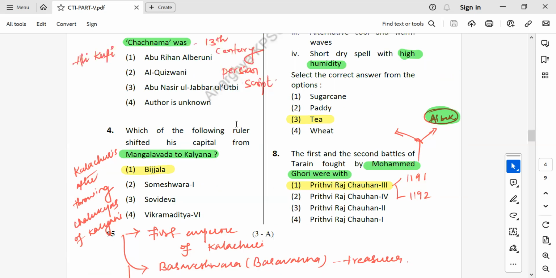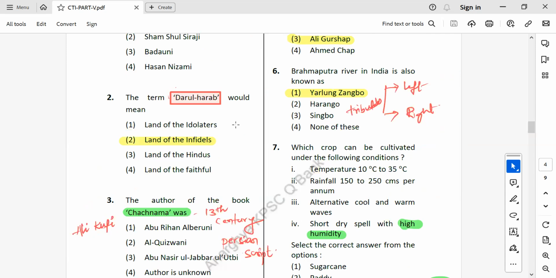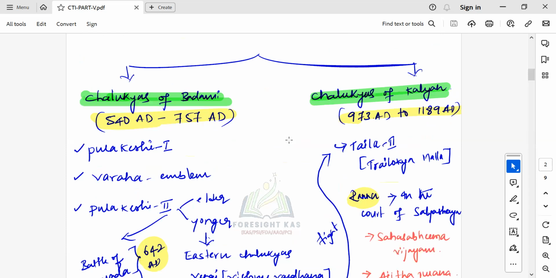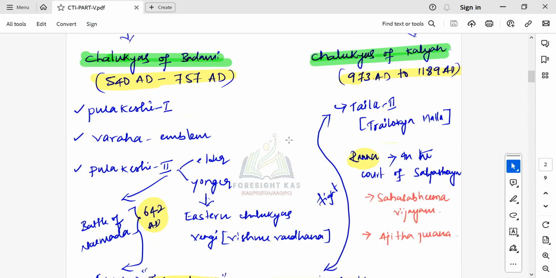If you understand these, I think very quickly you can understand the concept. Chalukyas of Badami: their date is very important. They ruled from the 6th to the 8th century, 540 AD to 757 AD. The ruler is Pulikeshi I. He is the founder of the Chalukyas of Badami in the year 540 AD. And their emblem, which they have asked in the FDA exam, is Varaha.